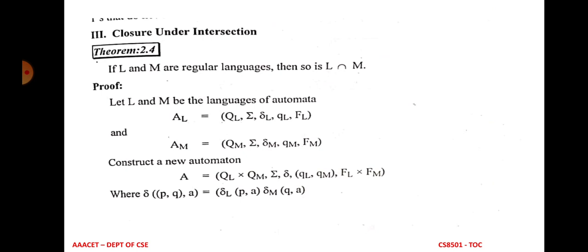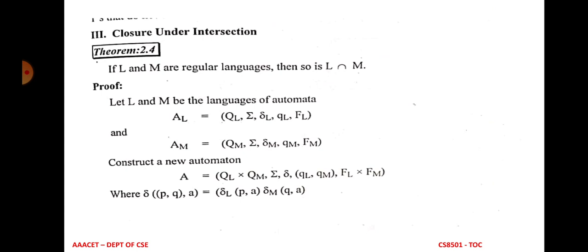So construct a new automata capital A from these above two finite automata AL and AM. We are performing the intersection operation. So capital A is equal to QL cross QM, that is the Cartesian product, then sigma, then del, and QL comma QM, and FL Cartesian FM. So here the transition function del of P comma Q comma A is equal to, here A is the input symbol and P comma Q is the state in the finite automata.